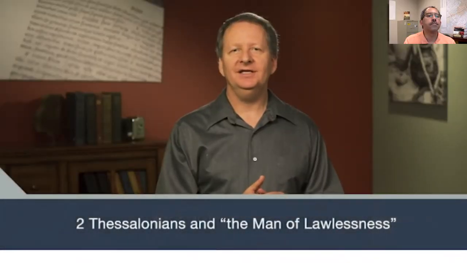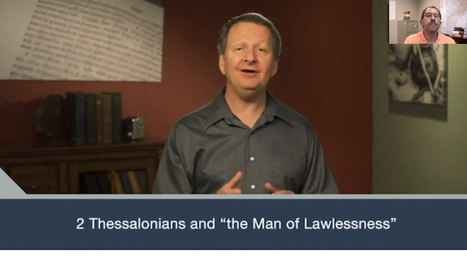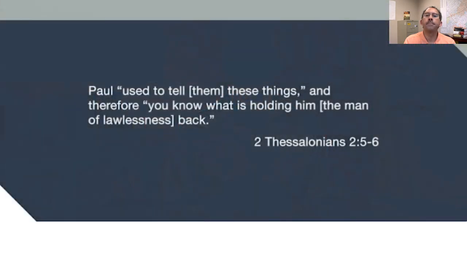For example, in 2 Thessalonians, Paul refers to an individual he calls the man of lawlessness, who will come on the scene at some time in human history. Paul reminds the Thessalonians that he, quote, used to tell them these things, and therefore, quote, you know what is holding him, that is the man of lawlessness, back. That's 2 Thessalonians 2:5 and 6.